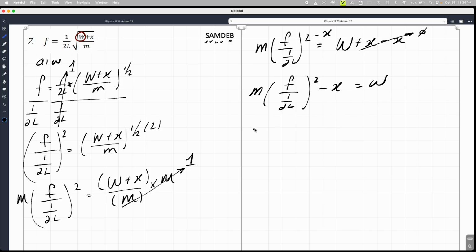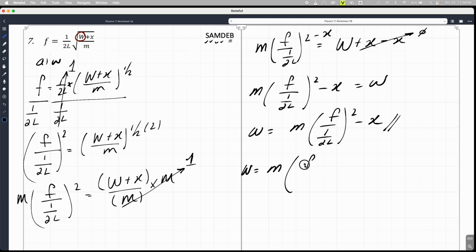Left side equals right side, so we write W equals M bracket F over 1 over 2L all squared minus X. Final answer. However, some people don't like this fraction written with a fraction denominator. So let's see if we can deal with that. So W equals M bracket F, and this time, instead of writing this division bar, I'm going to write the division sign, 1 over 2L all squared minus X.